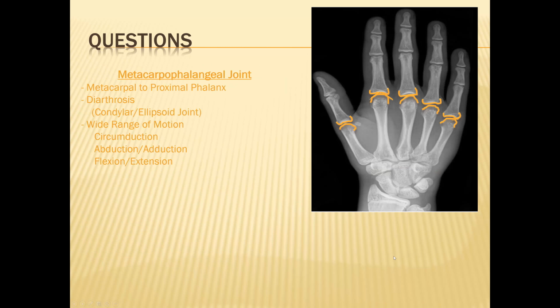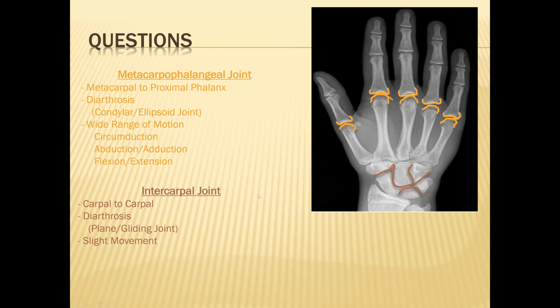The next set are the metacarpal phalangeal joints. So these are between the metacarpals, so metacarpal 1, 2, 3, 4, and 5, and the proximal phalanx of each digit, right? So the proximal phalanges. All of these are diarthroses or synovial joints, and they are specifically the type called a condylar joint, which can also be called an ellipsoid joint. So these allow a wide range of motion, so you get circumduction, abduction and adduction, and flexion and extension. So this is the base of each of your fingers.